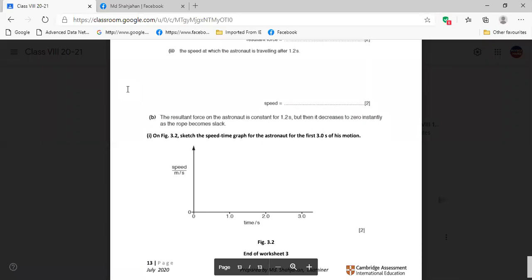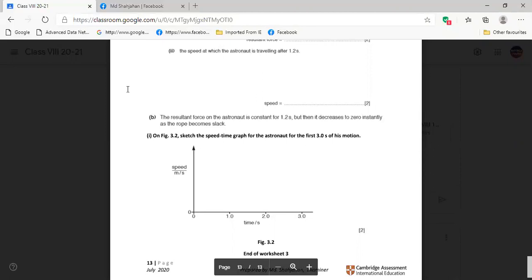The resultant force on the astronaut is constant for 1.2 seconds, but then it decreases to 0 instantly as the rope becomes slack. On figure 3.2, sketch the speed time graph of the astronaut for the first 3.0 seconds of his motion. Yeah. So you got here after 1.2 seconds, the speed 0.42. Yes.